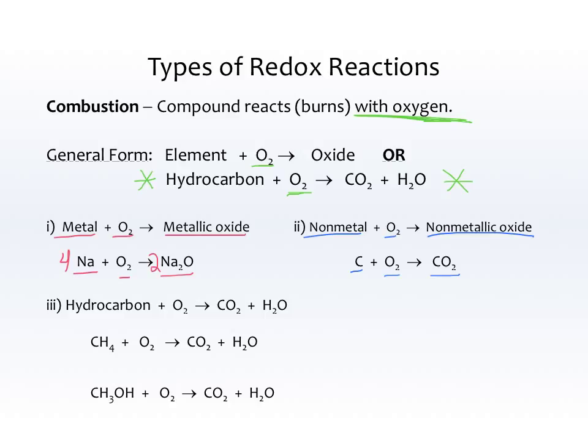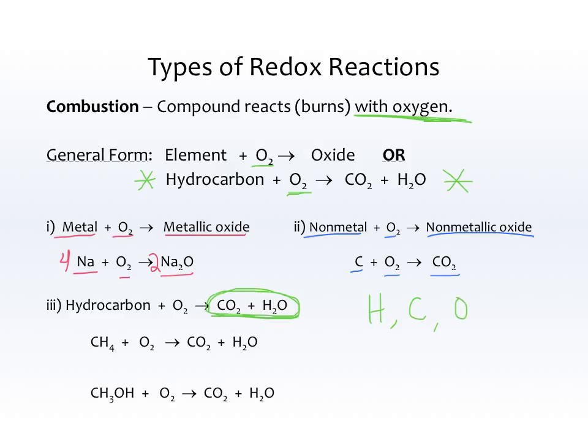A third type of combustion reaction, the one you're most familiar with, is the hydrocarbon plus oxygen. The products here are always CO2 and water every single time, no matter what. So just memorize those products. The trick with this type of combustion reaction is balancing it, making sure you get it all balanced. So let's start with the hydrogens, then the carbons, then the oxygens. The order you want to do it in is hydrogen first, then carbon, then oxygen last.